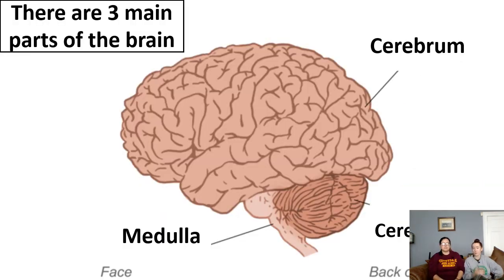In terms of the structure of the brain, there are 3 main parts that you need to know. You need to know the huge big bit at the top, which is known as the cerebrum.